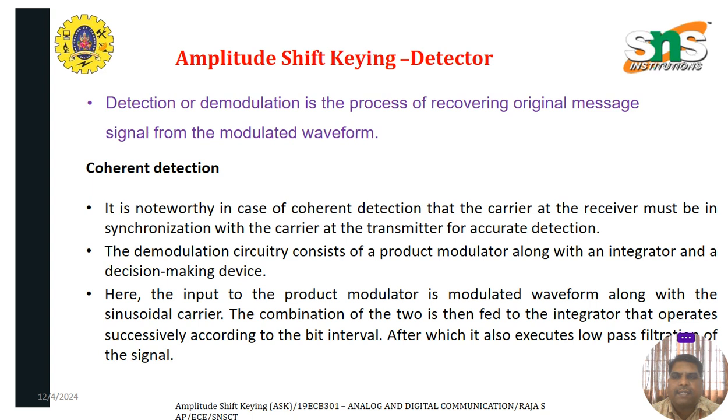Now we discuss coherent detection in detail. It is noteworthy in case of coherent detection that the carrier at the receiver must be in synchronization with the carrier at the transmitter for accurate detection. The demodulation circuitry consists of a product modulator along with an integrator and a decision making device. Here, the input to the product modulator is the modulated waveform along with the sinusoidal carrier. The combination of the two is then fed to the integrator that operates successively according to the bit interval, after which it also executes low pass filtering of the signal.